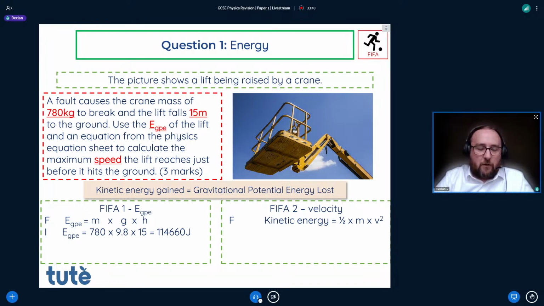So inserting our numbers, we've got 780 because that's the mass of the crane that we've got from the question up there. 9.8 from that earlier question where it was telling us the gravitational field strength. We probably know it by now. And then 15 because that's how far it's fallen.